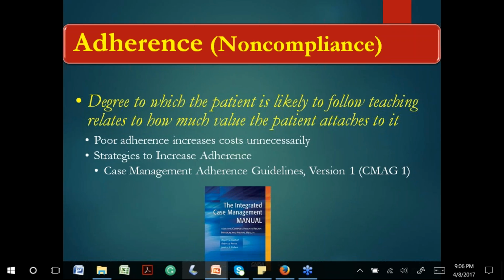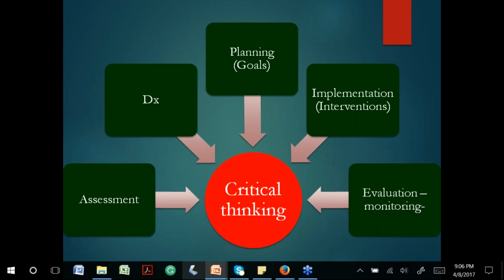Adherence of the patient means to follow orders, follow the prescription. Non-compliance is actually this. It's something that is concerning us too, because the patient does not follow orders, does not follow the prescription. So for that, you need to have patient education.